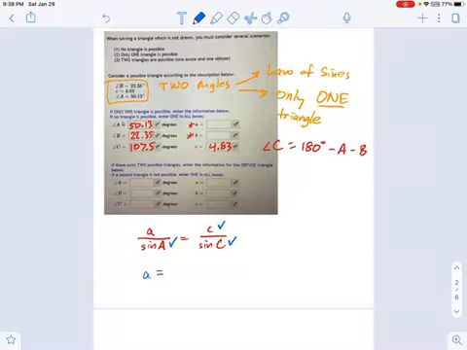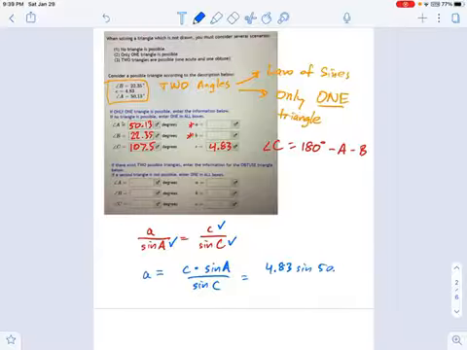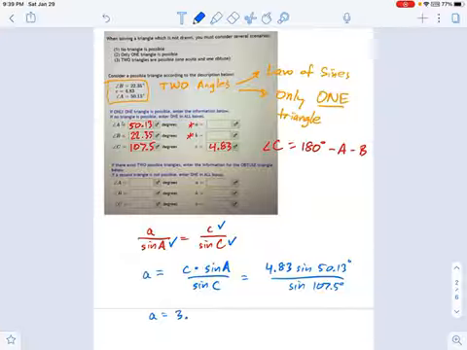So a equals c times sine of A divided by sine of C, which, if you work this out, is 4.83 times the sine of 50.13 degrees. Put that into your calculator, divided by the sine of 107.5 degrees. Calculator says, if you crunch that through, just to check that you're doing your math right, you should be getting a equals about 3.89. Okay, so that's how you solve for a. You would solve for b in a very similar way. I'm not going to go through that.